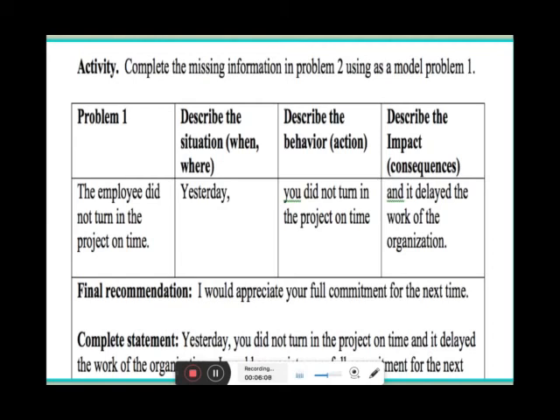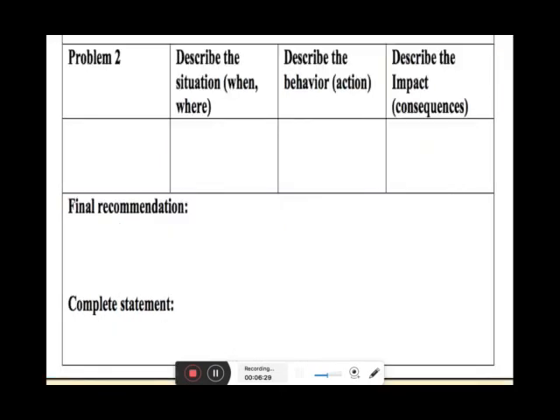And then we have the complete statement. Yesterday, you did not turn in the project on time and it delayed the work of the organization. I would appreciate your full commitment for the next time. Problem number 2, describe the situation, when, where, describe the behavior, action, describe the impact, consequences, and then you need to provide the final recommendation and the complete statement as well. These are part of the activities.